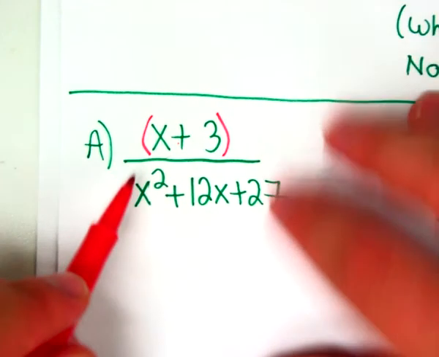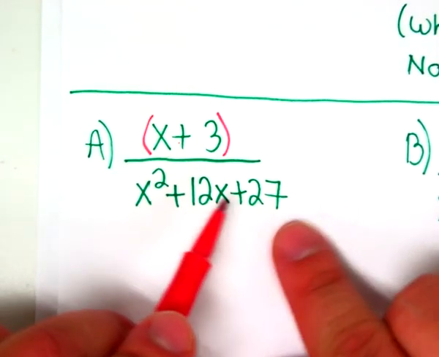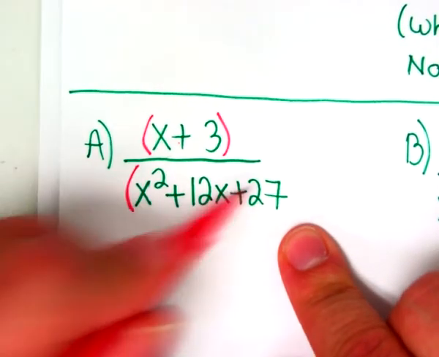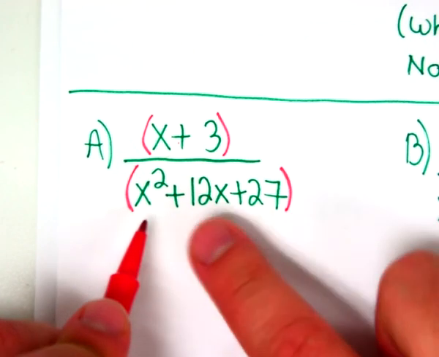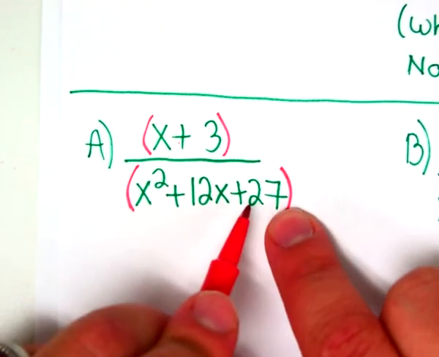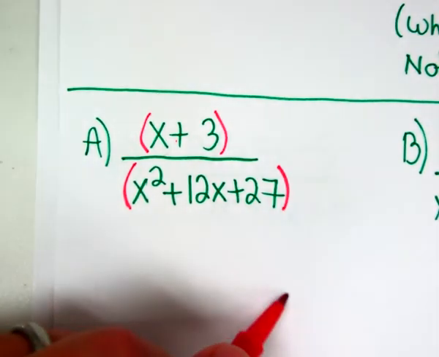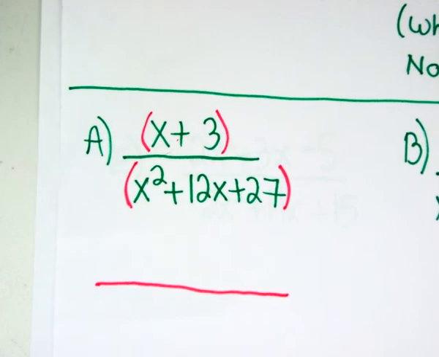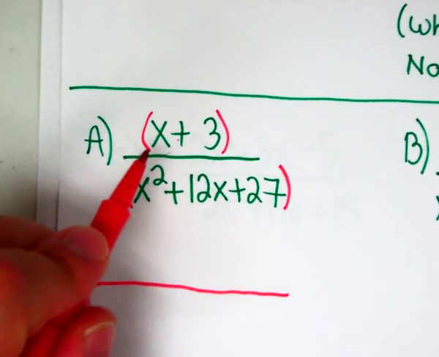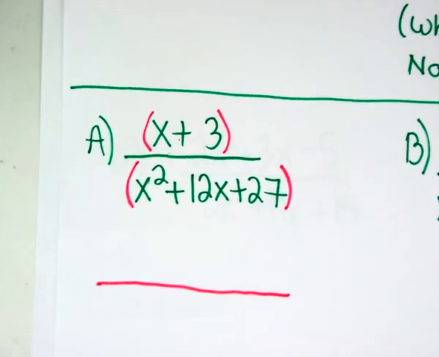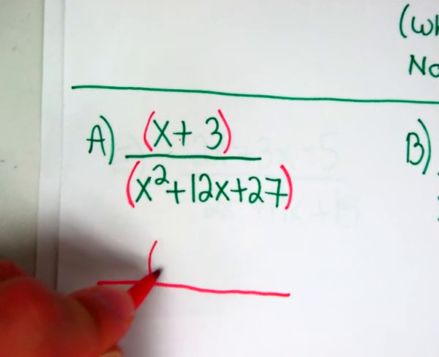This is not an x squared and a 12x and a 27. This is a trinomial. This is stuck together as an x squared, a 12x, and a 27. So what we're going to do is factor each one of these and see if we can reduce them. Look at your numerator. X plus 3 doesn't simplify, so let's just leave that as an x plus 3.